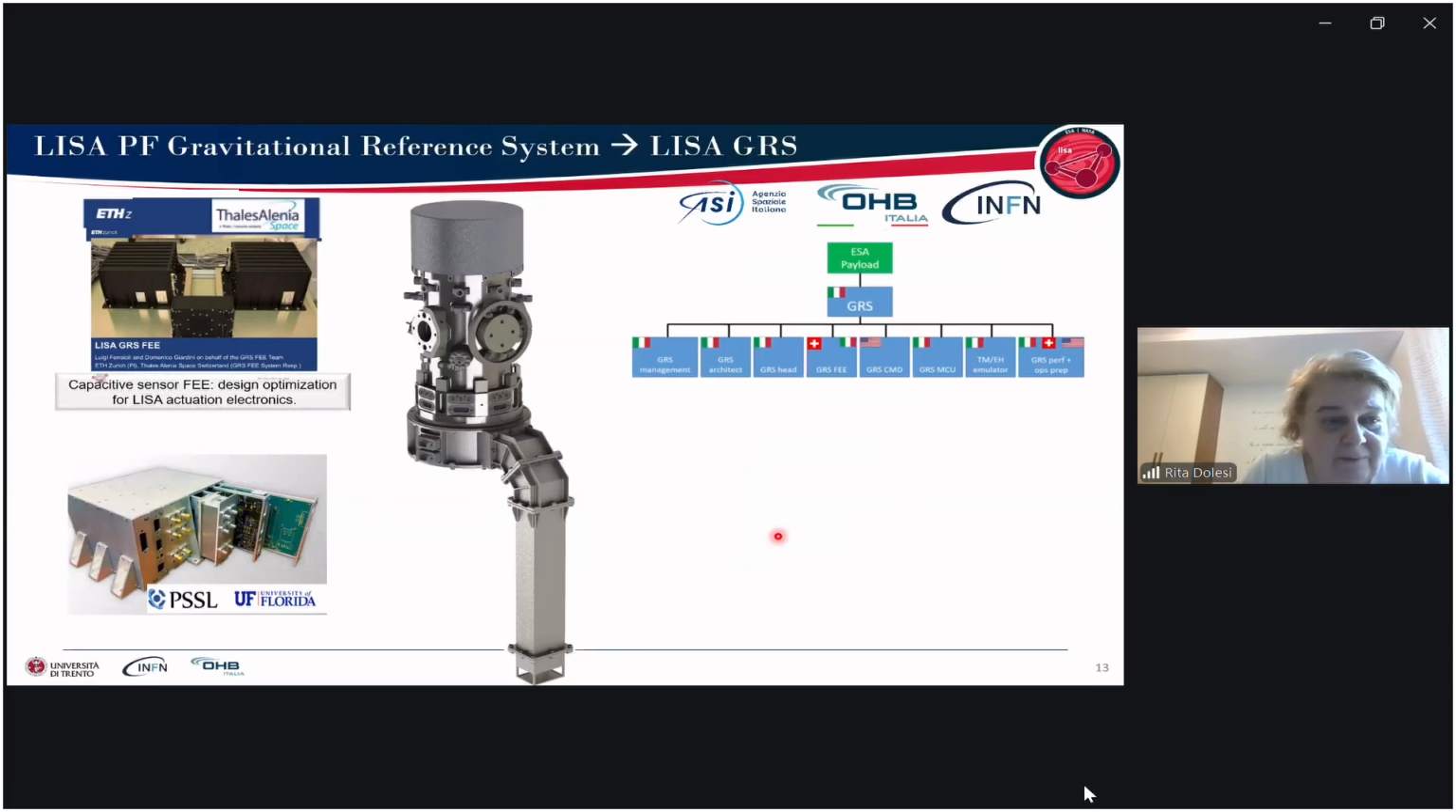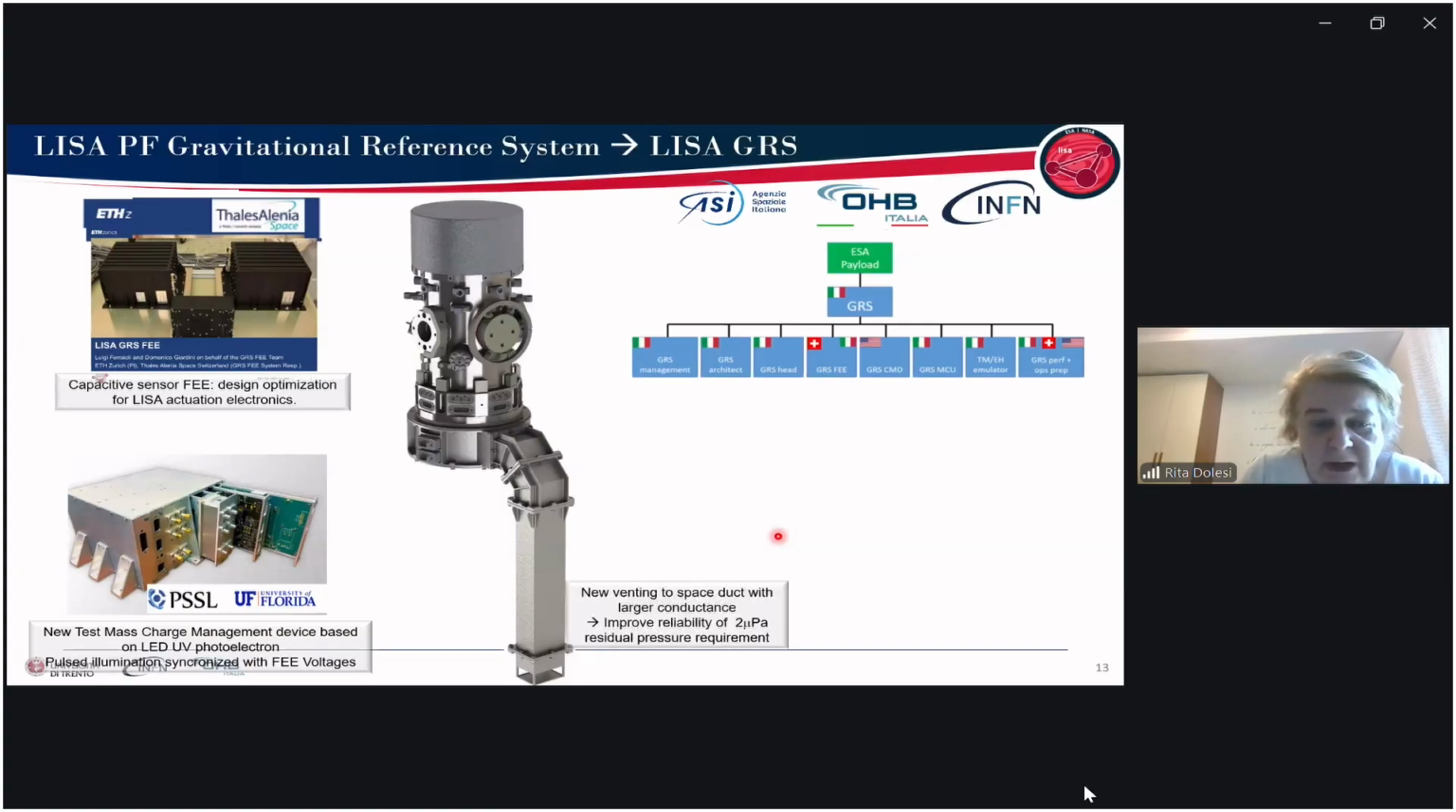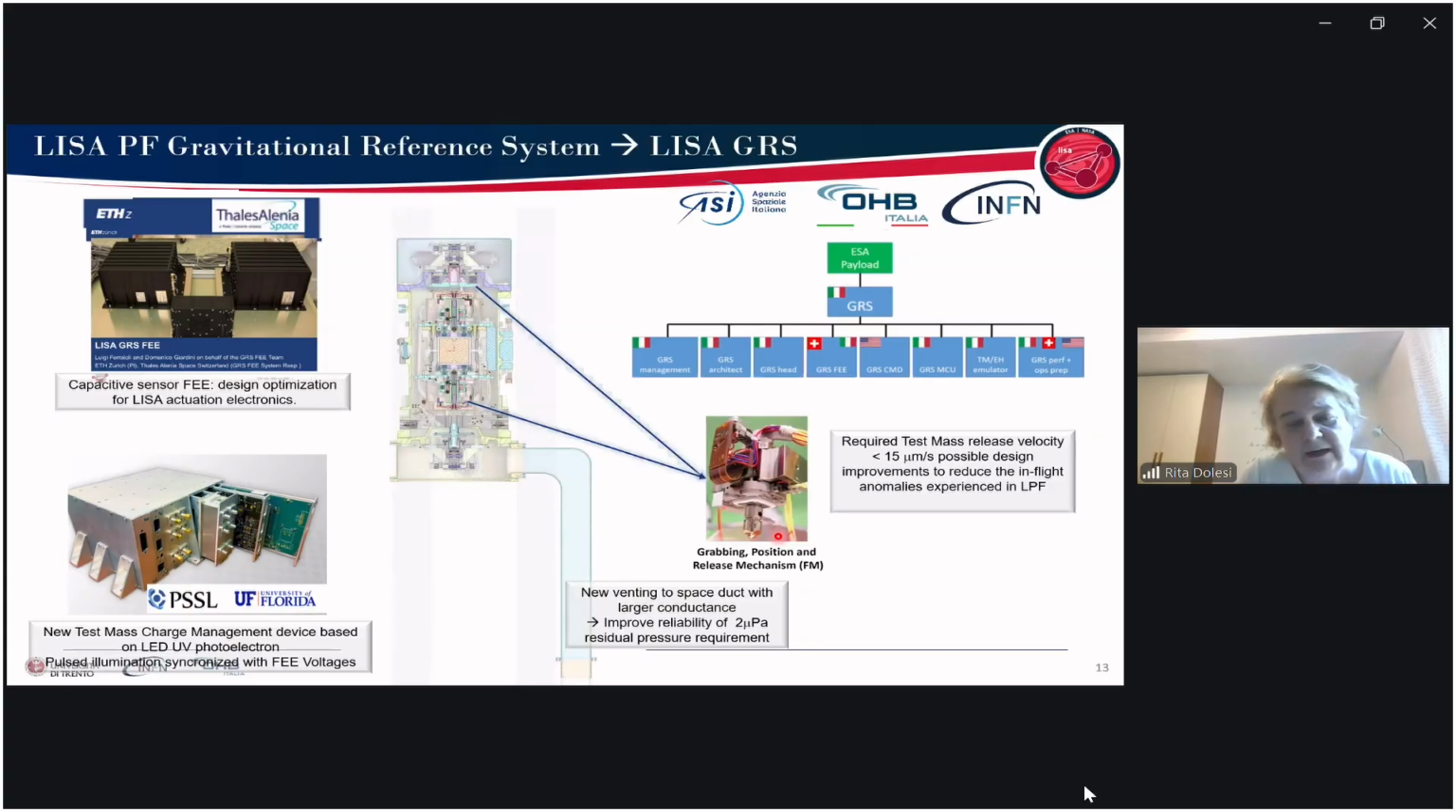Upgrading. So for the front-end electronics, mainly there have been some design optimization for the LISA actuation electronics. And here, then we have a new test mass charge management device based on the LED UV photoelectrons. We have a new venting to space duct with a larger conductance, and we will learn about this more in this talk. And we had some delta design for the Grammy position release mechanism that gives some improvements with respect to the performance that has been obtained for LISA Pathfinder.